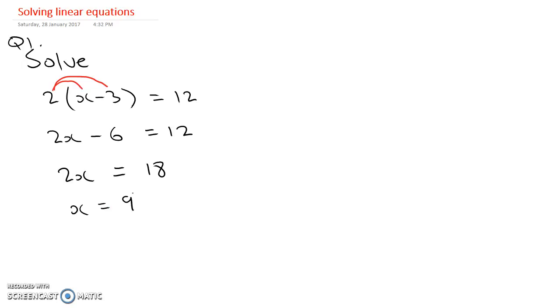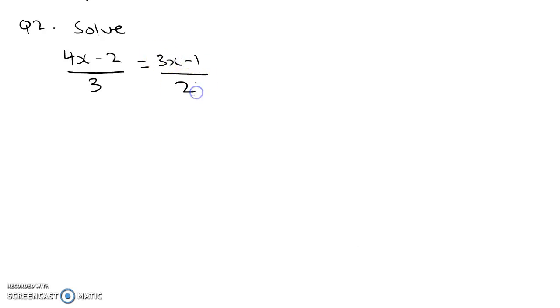Now if we want to check that this answer is correct, we can substitute x equals 9 back into our original equation. If I sub in x equals 9 here, 9 minus 3 gives us 6. 2 times 6 equals 12. So we know that we're right with x equals 9.